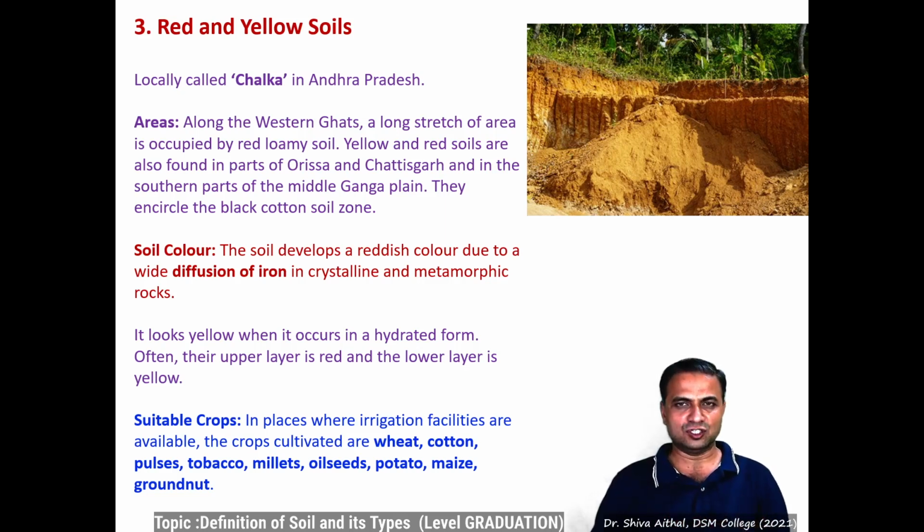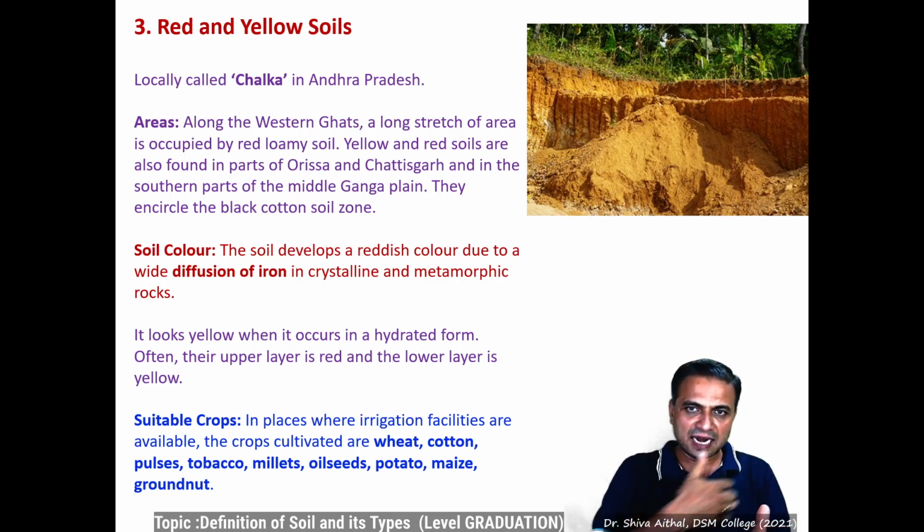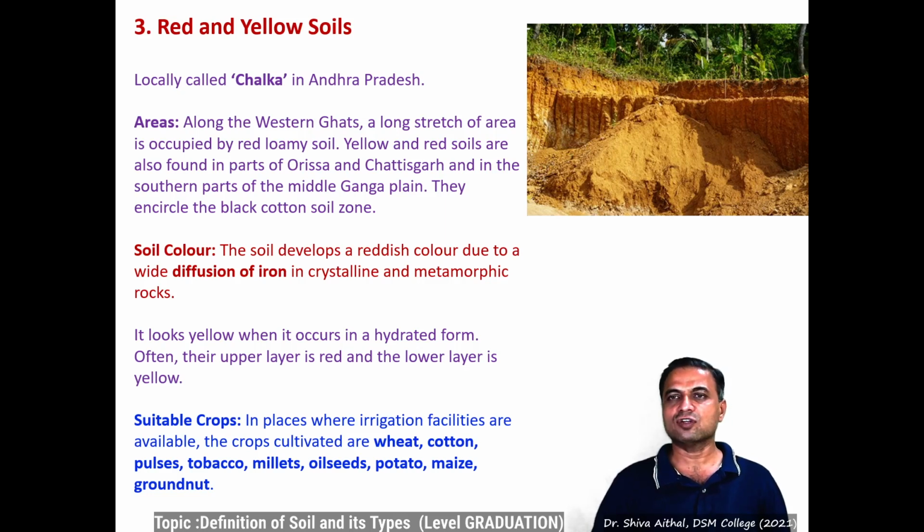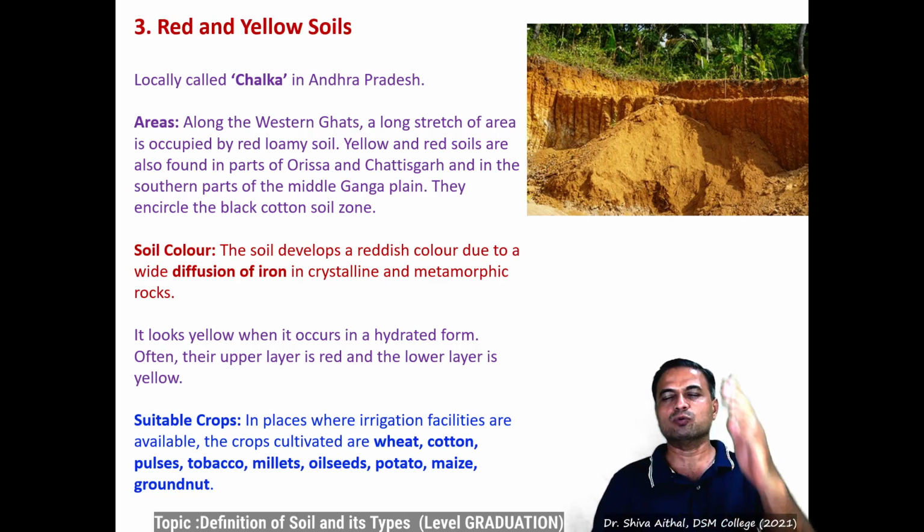So these are loamy in nature, means it is a combination of clay, silt, and sand, three combinations are there, just as I explained about loam. So this is a loamy type of soil. Yellow and red soils encircle the black cotton soil zone, means wherever there is black cotton soil present, around that automatically there are red and yellow soils. These soils develop the red color due to wide diffusion of iron in crystalline and metamorphic rocks. It looks yellow when it comes in contact with water, that is when it is occurring in a hydrated form, it is yellow in color. Upper layer is red because it is exposed to air oxidation, and the lower part which is wet remains yellow.